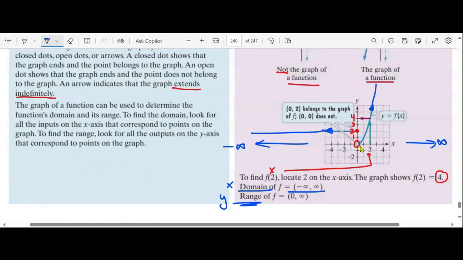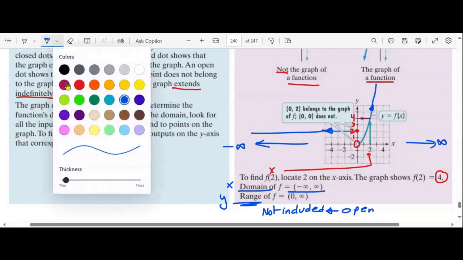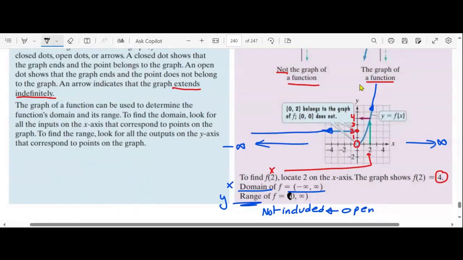What about the range, lower y? We start from where? 0. Is it included or not included? Not included. If it's not included, then is it open or closed? It's open, right? If it's not included, then it's open. You see here, you make it open. And it's going to where? Up. That means to where? Infinity. Is this clear? Clear or not clear?